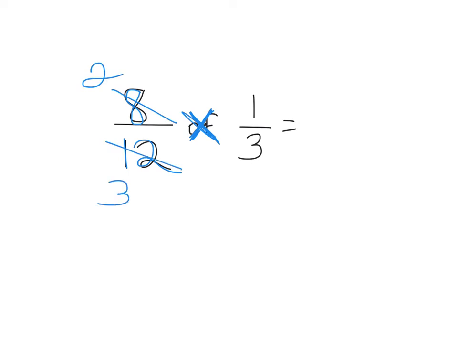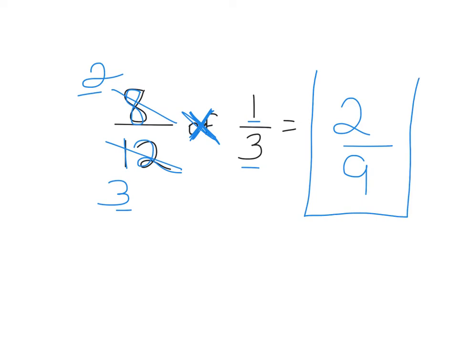And now I'm ready to multiply the numerators. 2 times 1 is 2, and 3 times 3 is 9. And I'm checking and double checking to make sure this is in simplest form, and 2/9 is in fact in simplest form.